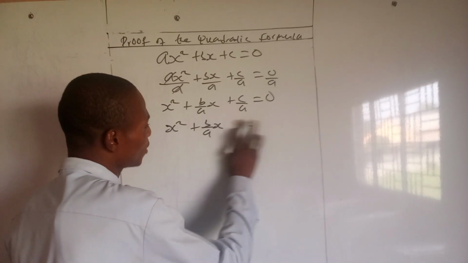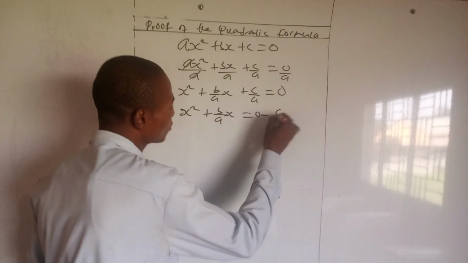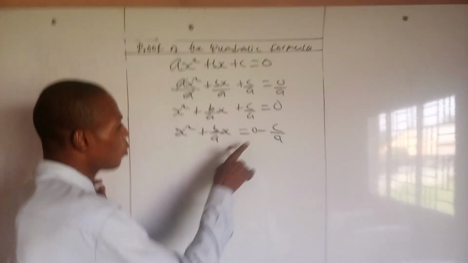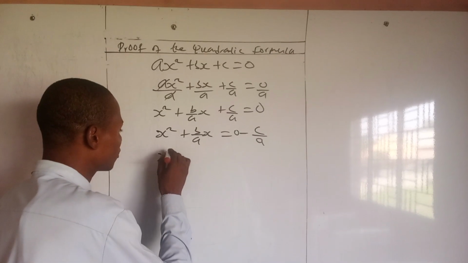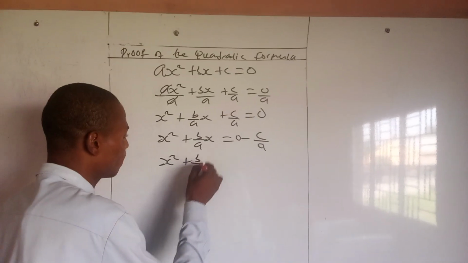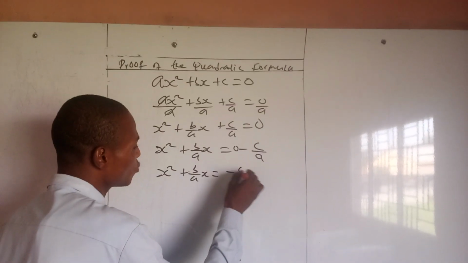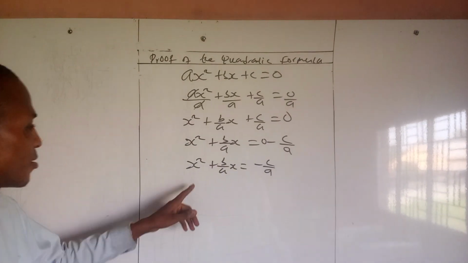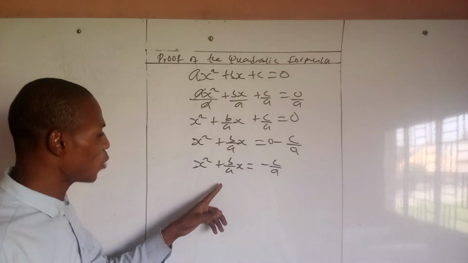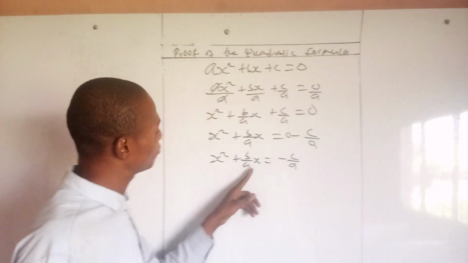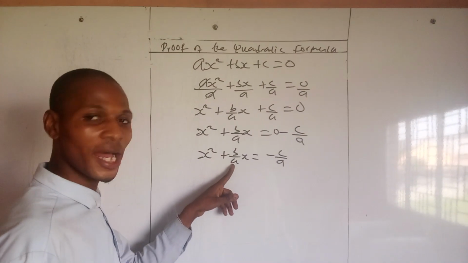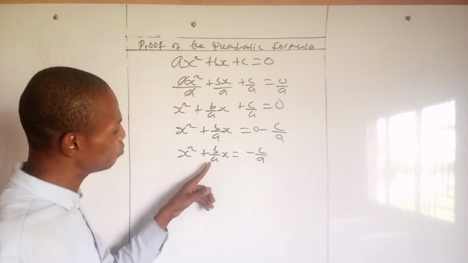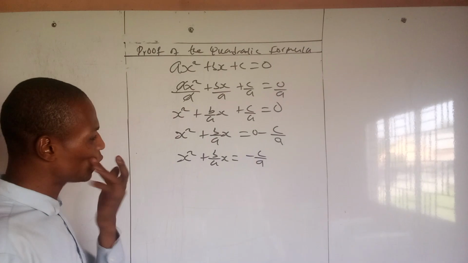Move this one to the other side. That would be 0 minus c over a, which is minus c over a. The next step is to add half the square of the coefficient of x to both sides. The coefficient of x is b over a. So add half the square of the coefficient of x to both sides. That's the next step in completing the square.